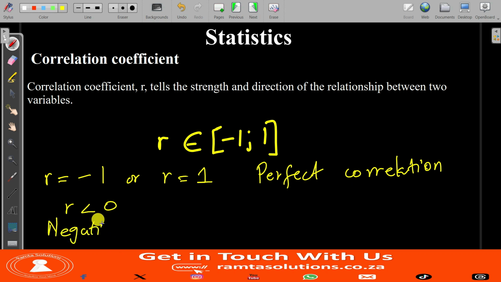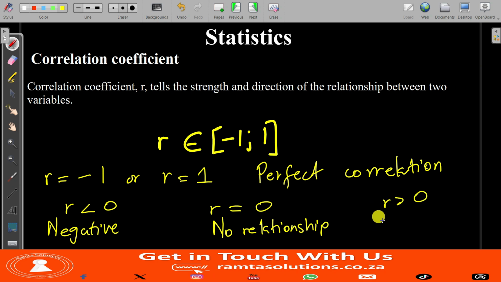So what does it mean here? It means when horizontal values increase, vertical values decrease. Now, when R is 0, it means you have no relationship, or simply no correlation. Now, if R is positive, it means you have a positive correlation. Otherwise, you can say a positive relationship. Correlation or relationship, we will be using them interchangeably.